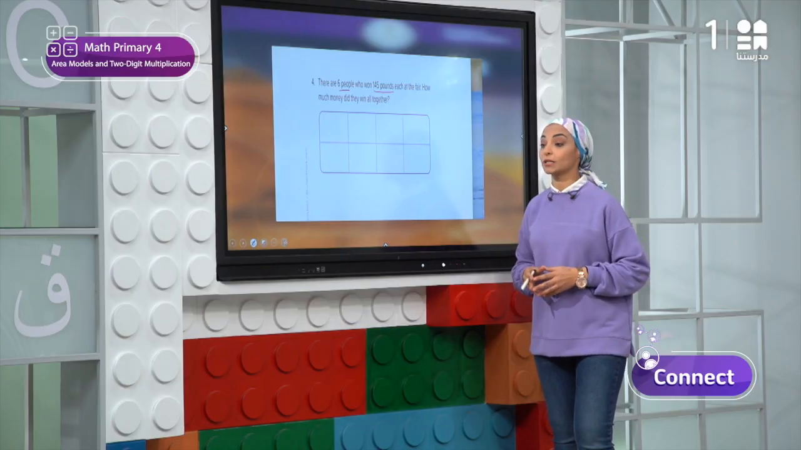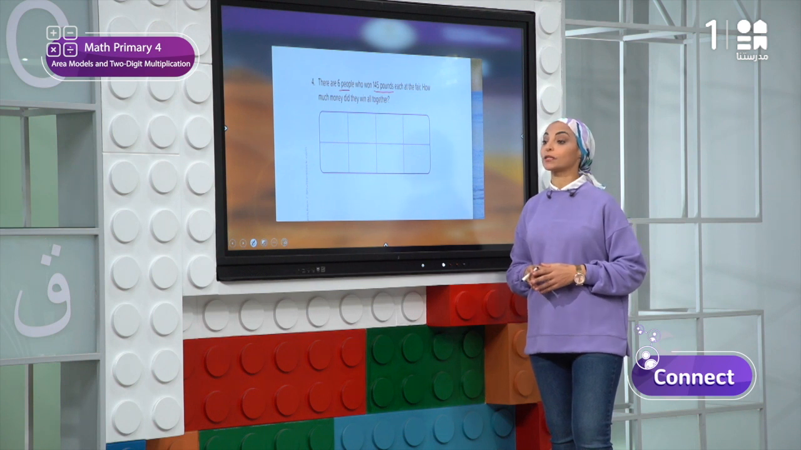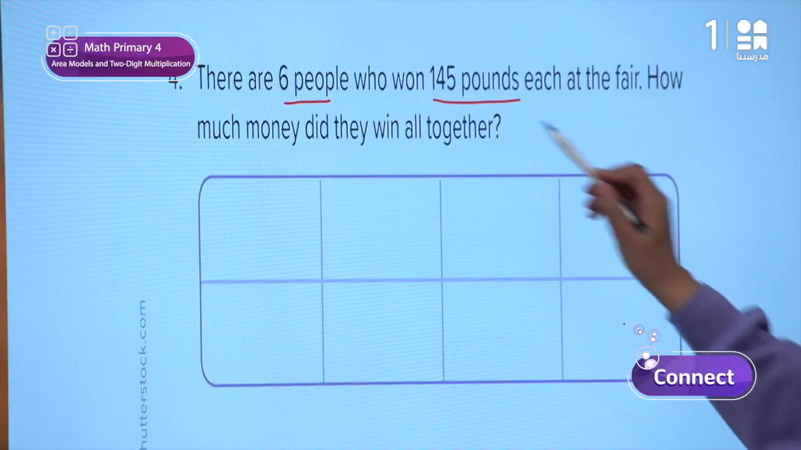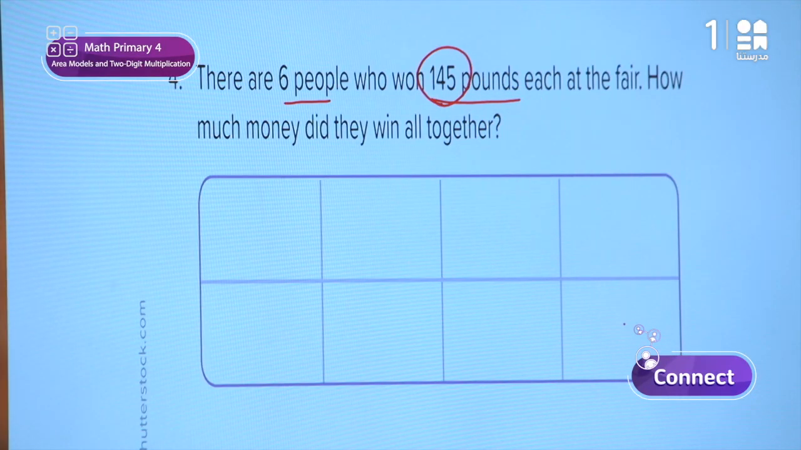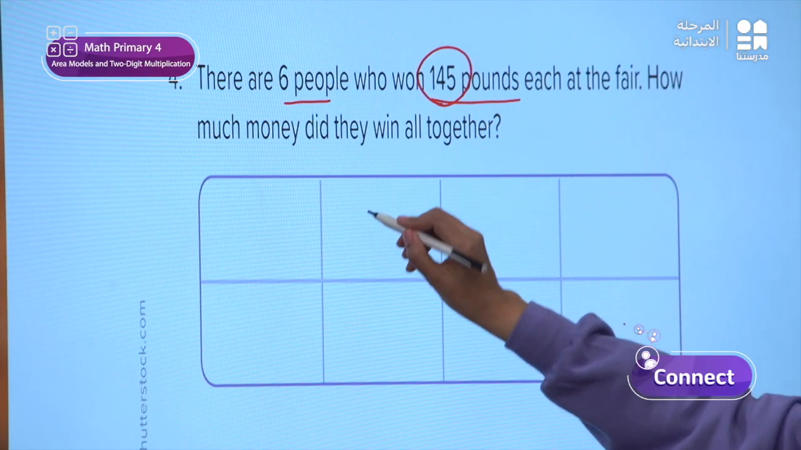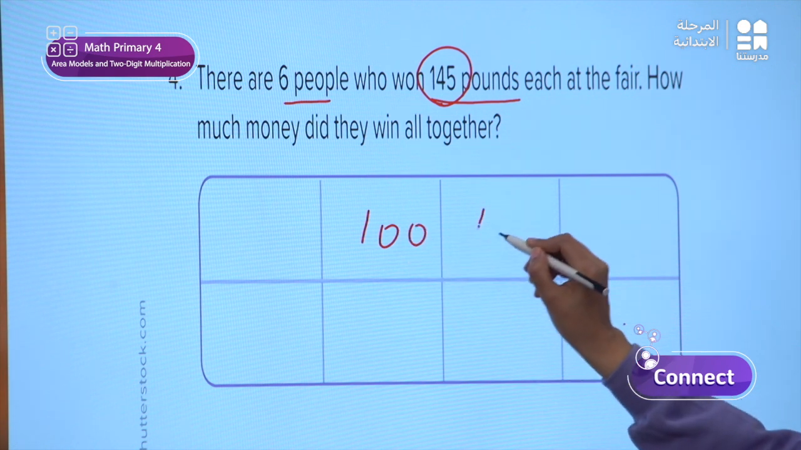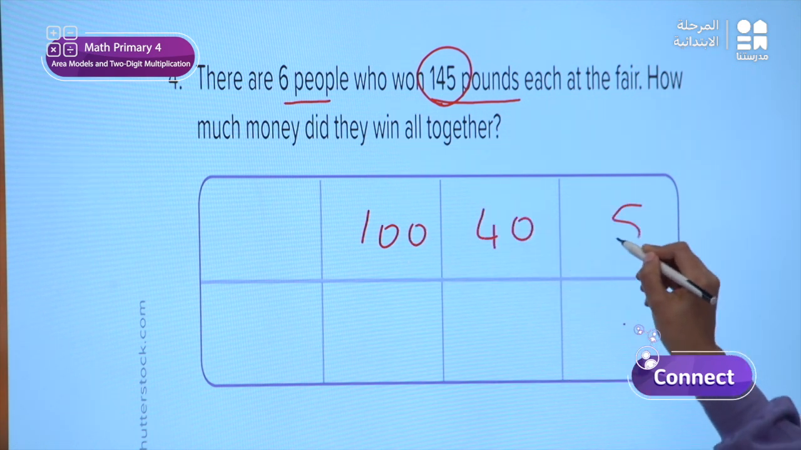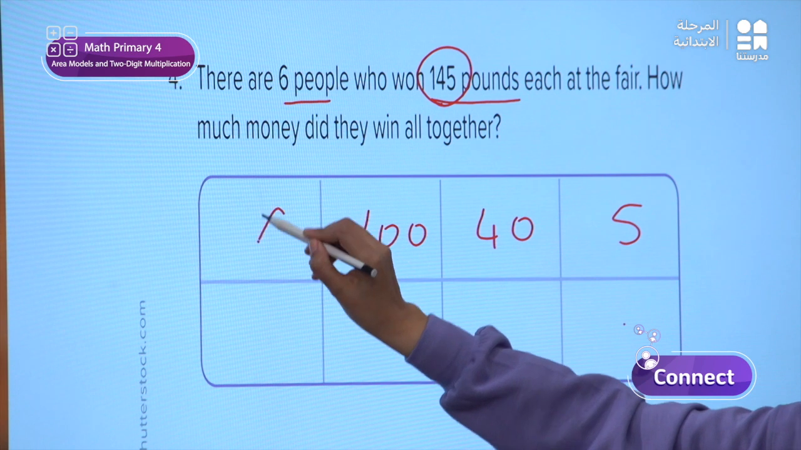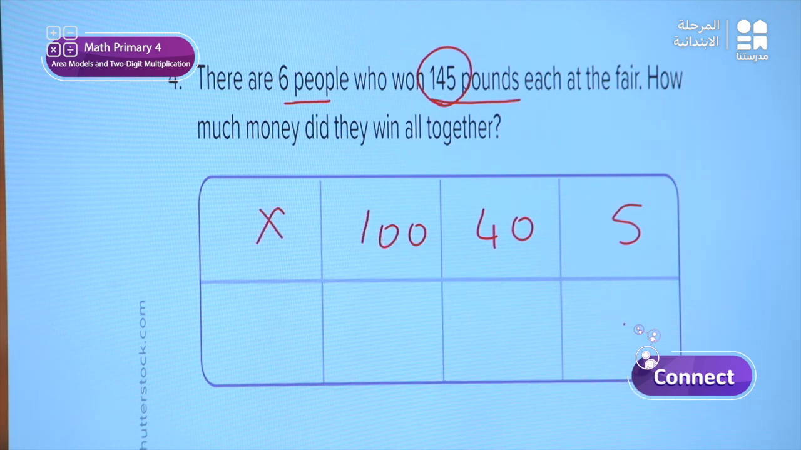Now, I will use the area model drawn in the book. Like you see here, this is the area model which I will use. We will decompose 145. How do I decompose 145? Yes, I will decompose it into 100 plus 40 plus 5. Don't forget to put the multiplication sign here. Then I will write the 6 down here. Okay? Now, let's start with the multiplication.